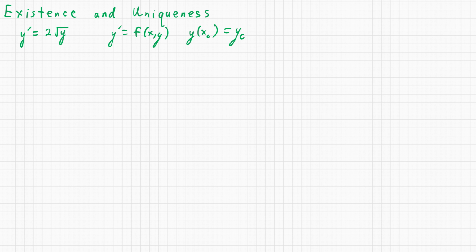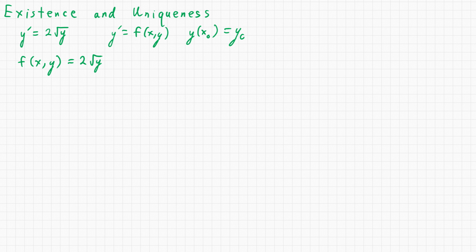We're given y prime equals f of x comma y, and we have to apply the existence and uniqueness theorem to this, with initial condition y at x naught equals y naught. So the first thing to do is identify f. f of x comma y is equal to 2 times the square root of y. There is no x dependence. So now the question is, when are we going to have problems?